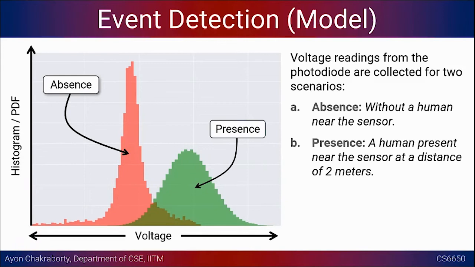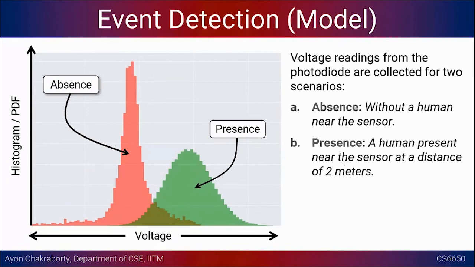So I put the sensor in front of the door, and if somebody was present, right, I was standing in front of the sensor. No, sorry, somebody was absent. That is the distribution of the voltage readings that it produced, the pink or the red one. Whereas if I was standing in front of the sensor, then I have collected a different distribution of this data, as marked using the green histogram.